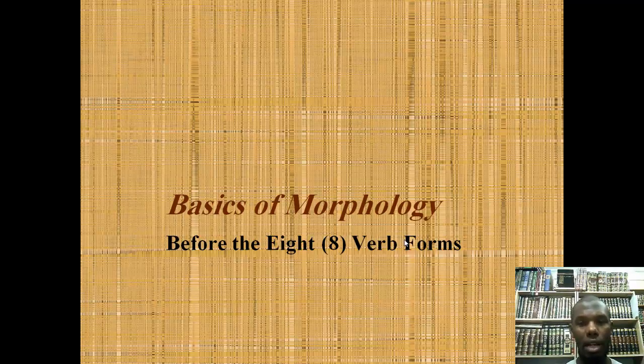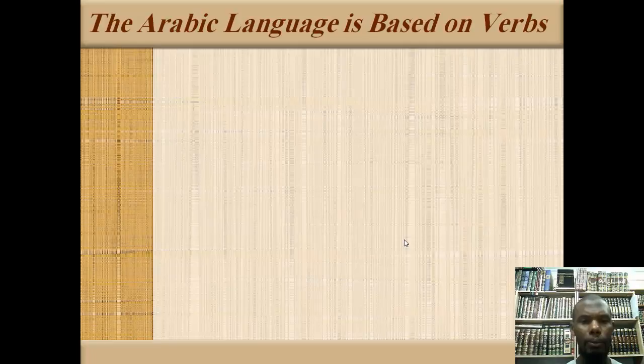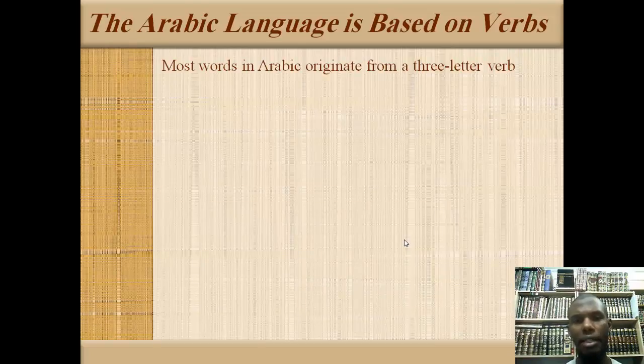So let's start with some beginnings here. The Arabic language is based on verbs. If you haven't figured that out, it's an important principle for you to know and understand: the Arabic language is based on verbs, and we'll see how that affects the language. The basic verb in Arabic comes in the past tense, and it consists of 3 letters.